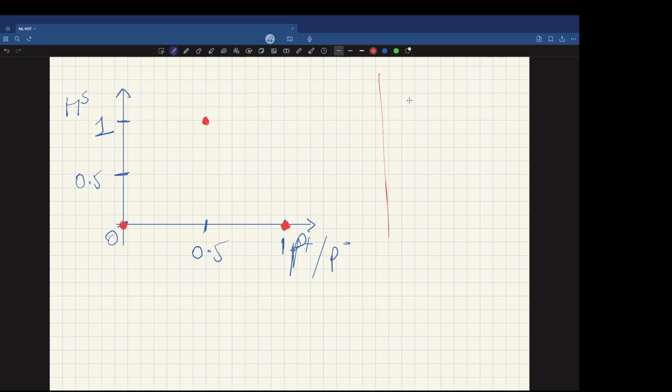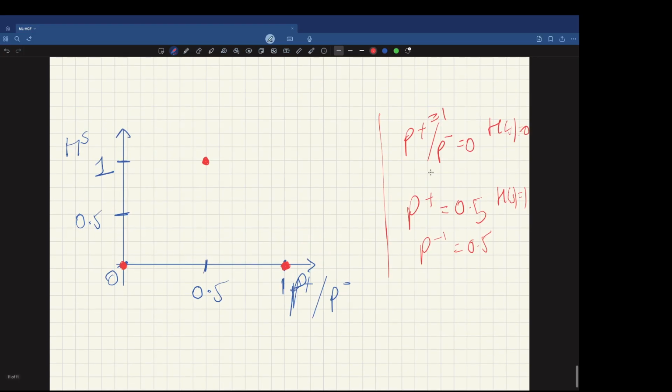Because we saw that when P positive was 1 and P negative was 0, at that time we had the value of H of S as 0. And again, when P positive is 0.5 and P negative is 0.5, at that time we have the H of S value as 1.